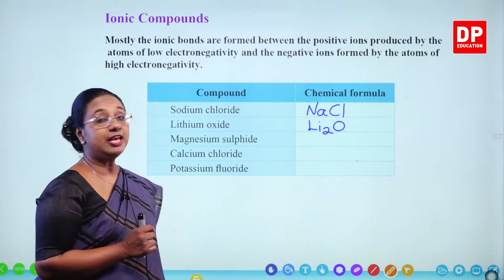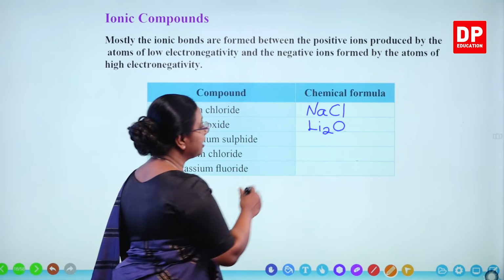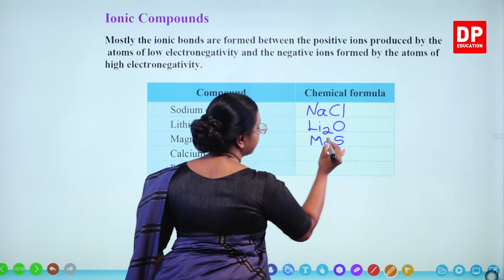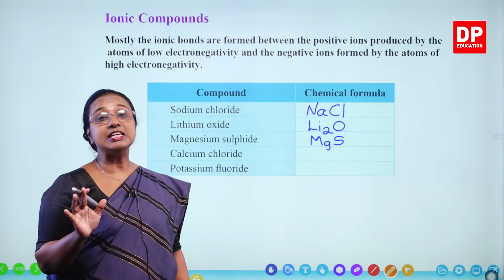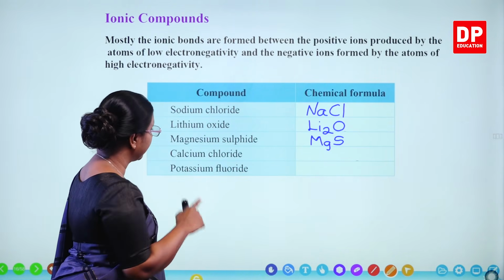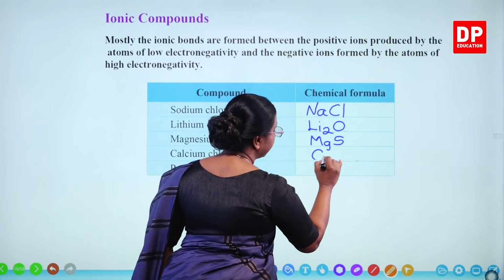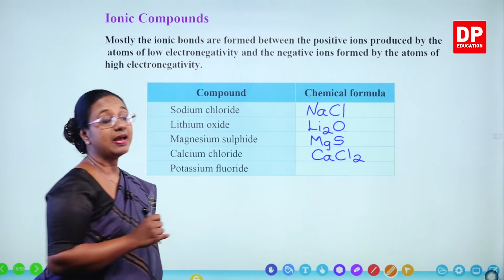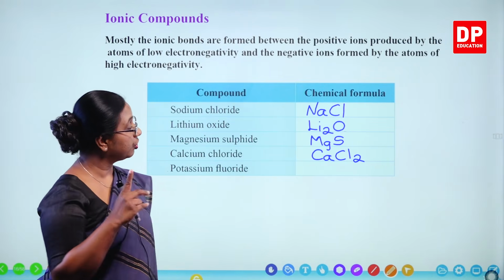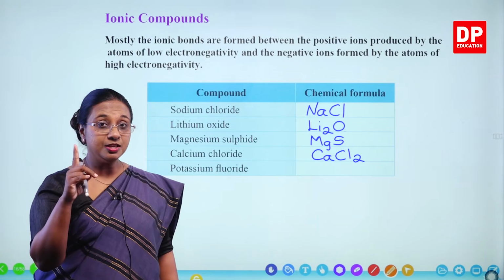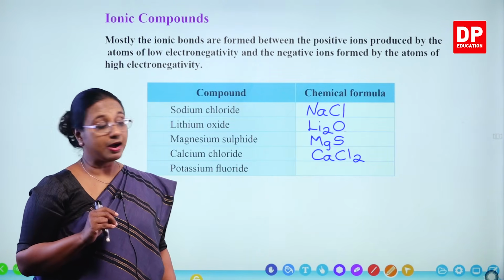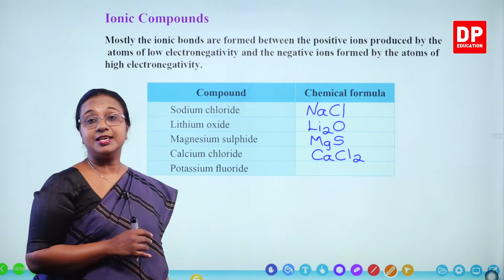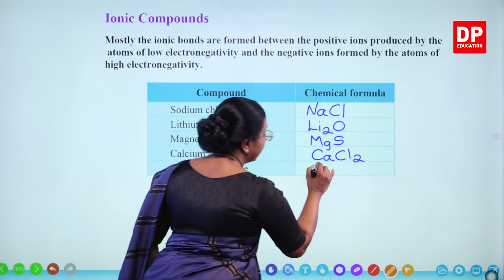The same way, if you write for magnesium sulfide, that is MgS. Both have valency 2, magnesium sulfide. Calcium chloride, that is CaCl2. Why? Calcium has valency 2, chlorine has valency 1. So, when you get the compound, it becomes CaCl2. And potassium fluoride, KF.